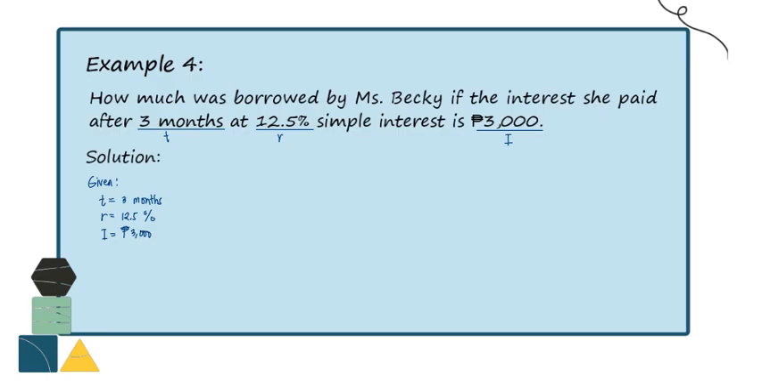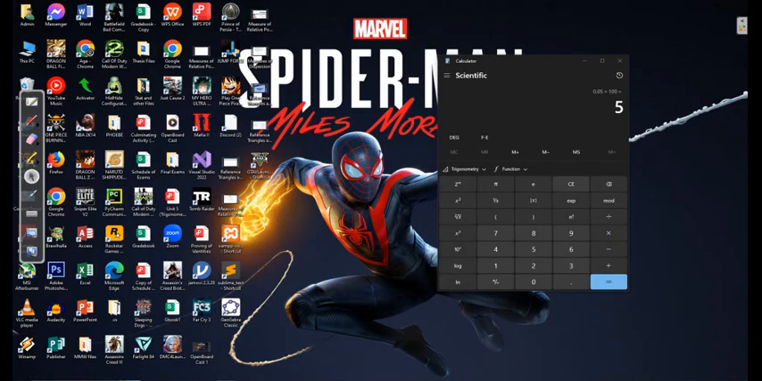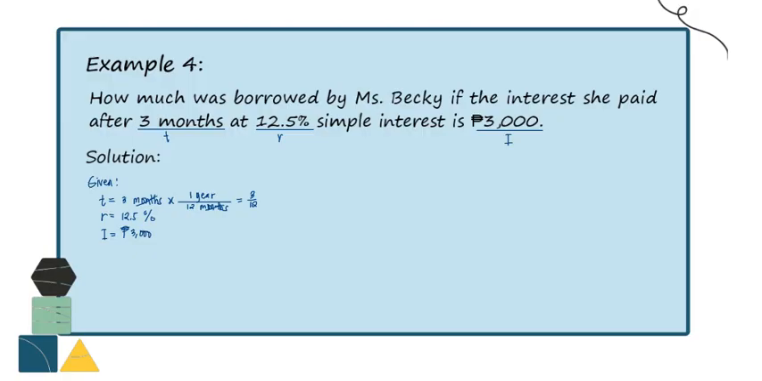So again, we want to arrive at the value in years. We are going to multiply our 3 months by 1 year over 12 months so that the months cancel out, and then it would just give us the value in years. So 3 divided by 12 is how much? 3 divided by 12 is going to be 0.25. So it's going to be 0.25 years. We're good with time.